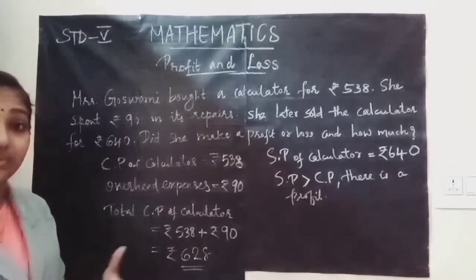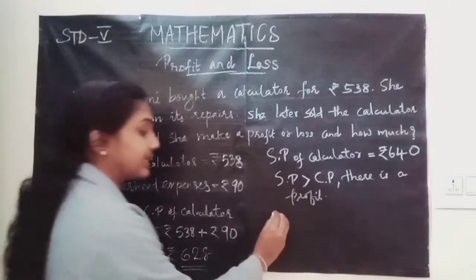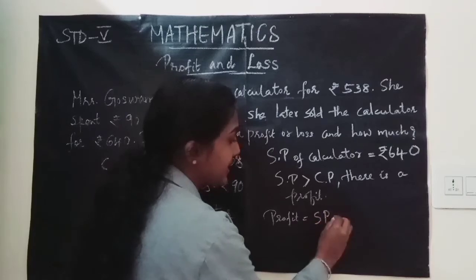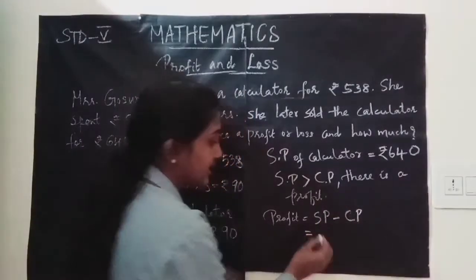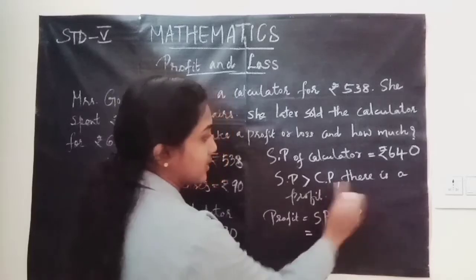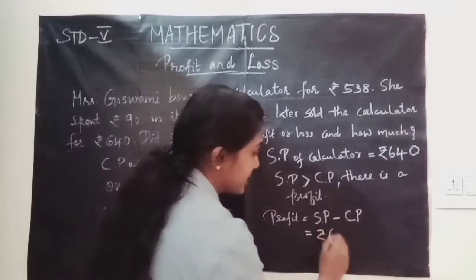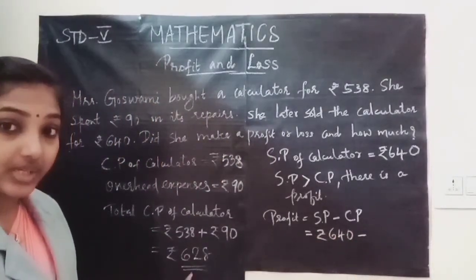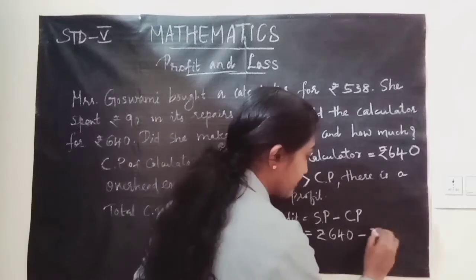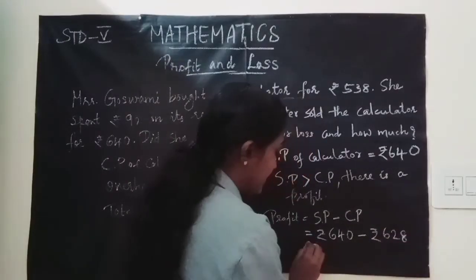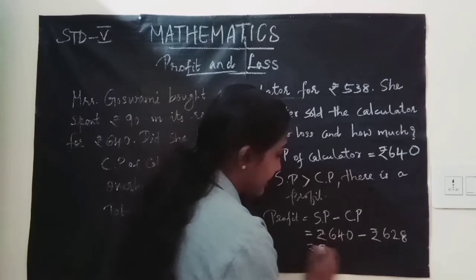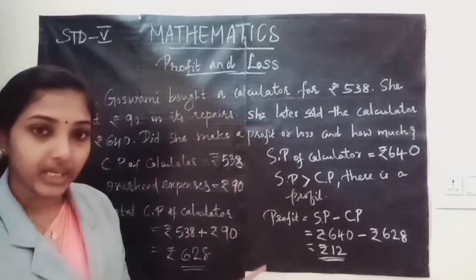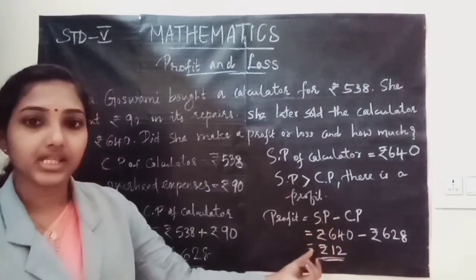And how much amount did she make? We have to find the profit. Profit is equal to SP minus CP, selling price minus cost price. Selling price is rupees 640 minus cost price rupees 628, and subtracting, we get the answer as 12. So Mrs. Goswami has made a profit of rupees 12.